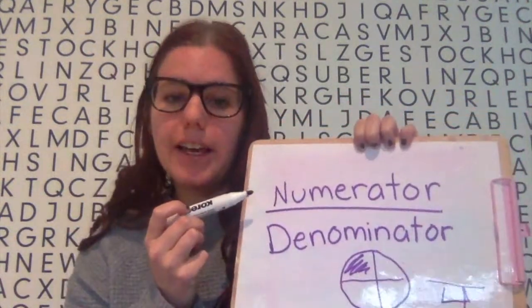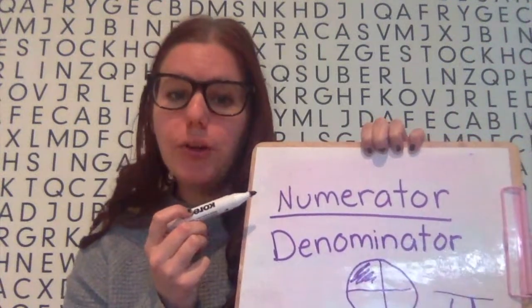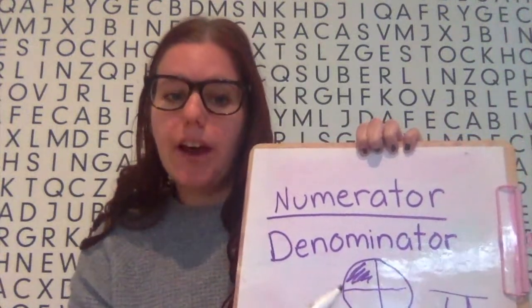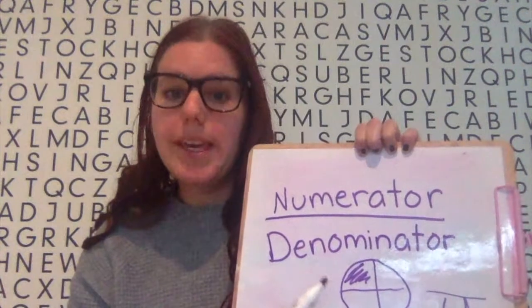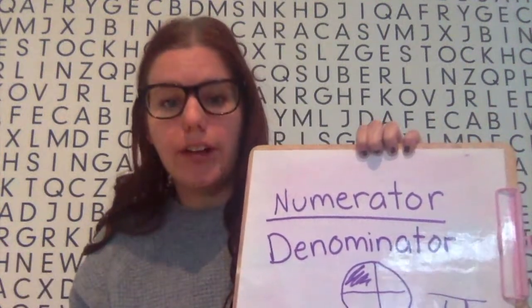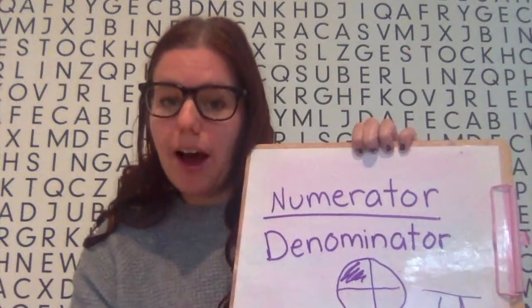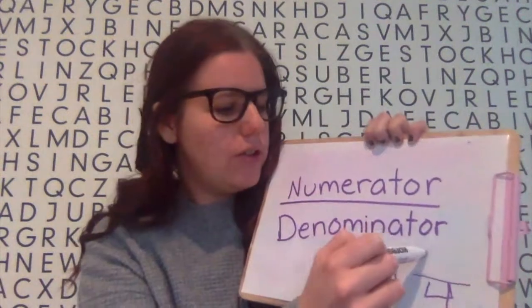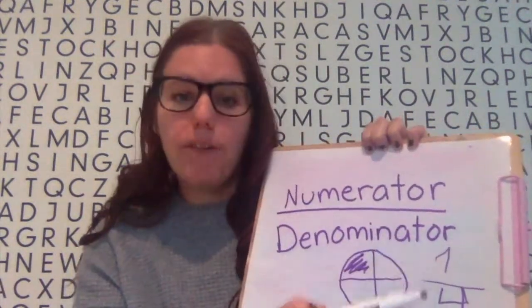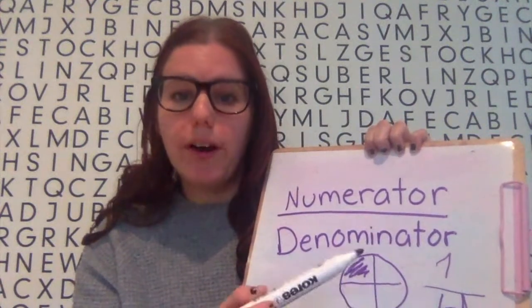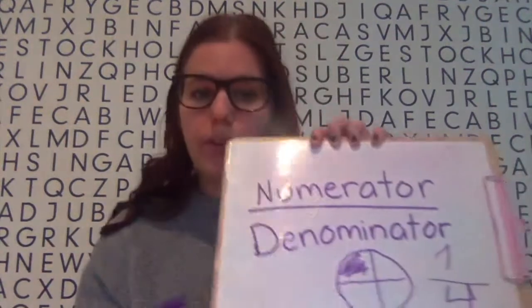The next thing is our numerator. Our numerator is how many of those fourths we get, or how many are colored in. So if we look at these 4 pieces, I'm going to get 1. So we would say I have 1/4. So that is called a fraction.